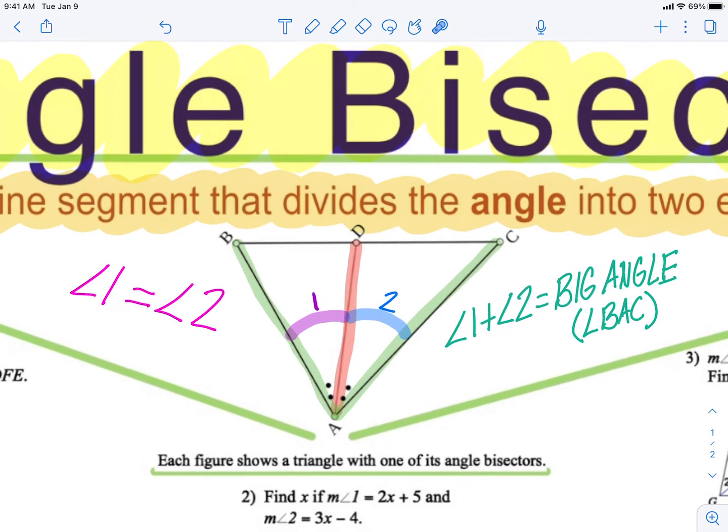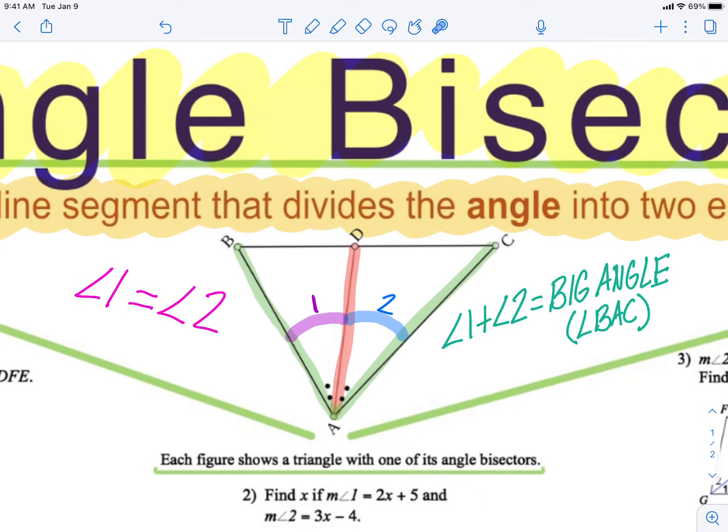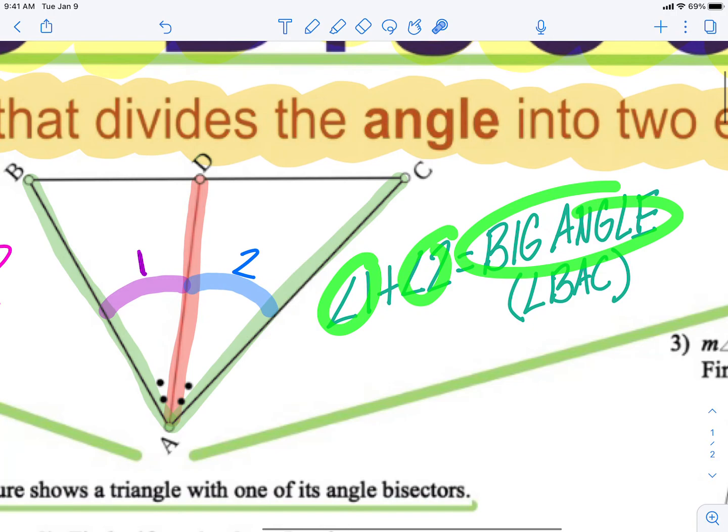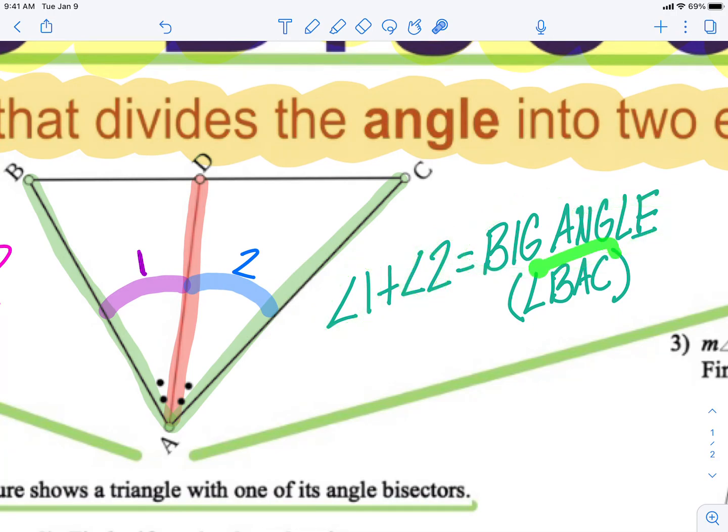So that's what we have to remember. Those are the two things we have to remember: angle 1 is equal to angle 2 because they were cut in half, so they're equal, and angle 1 plus angle 2 is equal to the big angle, which in this example was angle BAC.